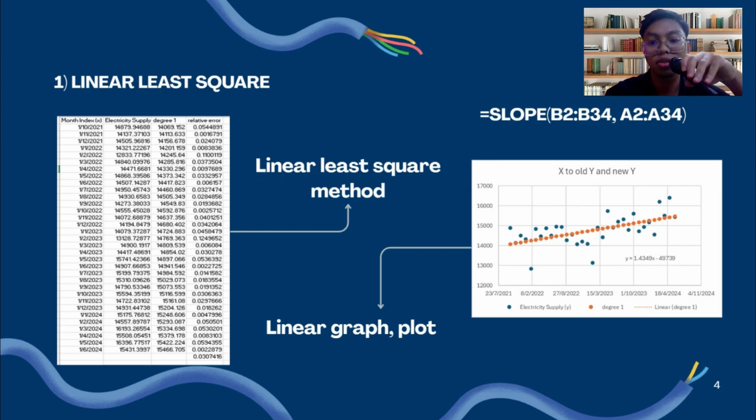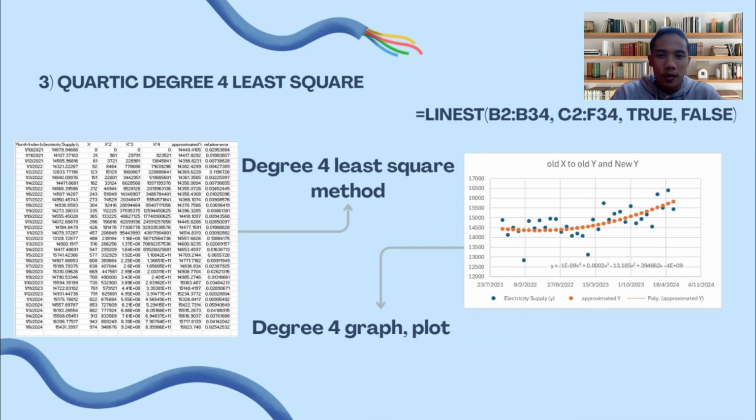For the result, the linear graph shows a straight line trend that approximates the overall pattern of the data. However, some of the data points deviate from the line, indicating that the linear model may not fully capture the data behavior. For this slide, we use the quadratic least square method to analyze the given data.